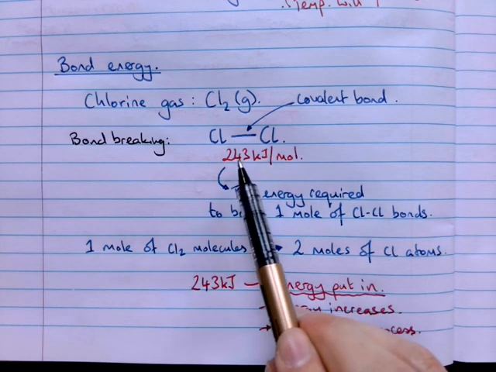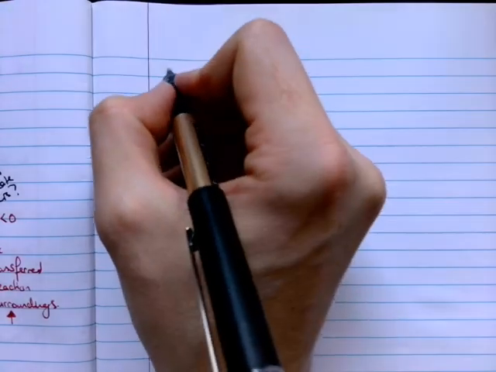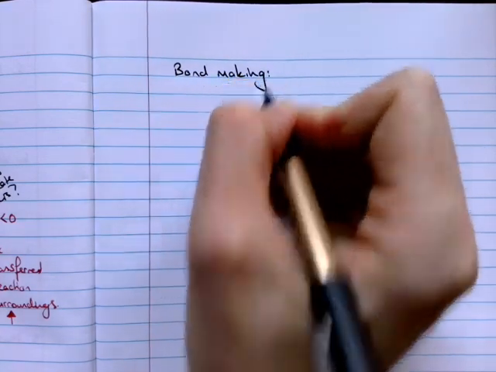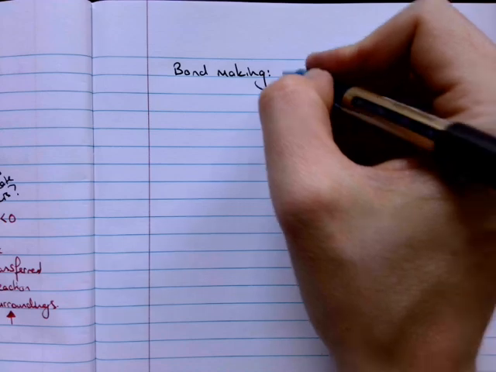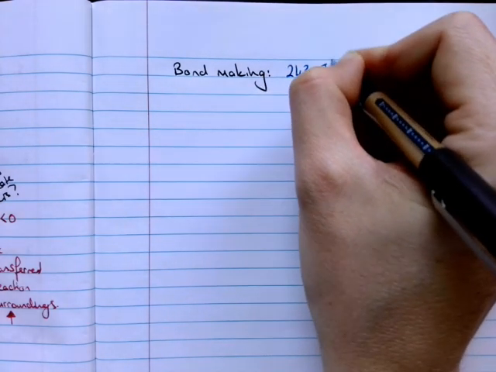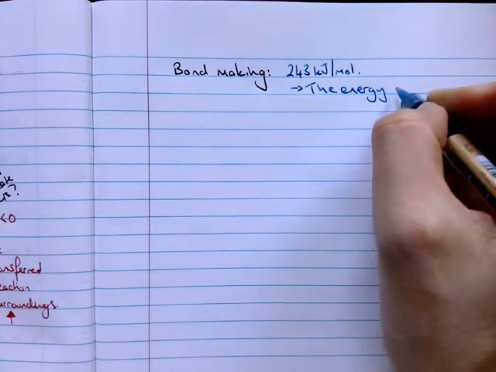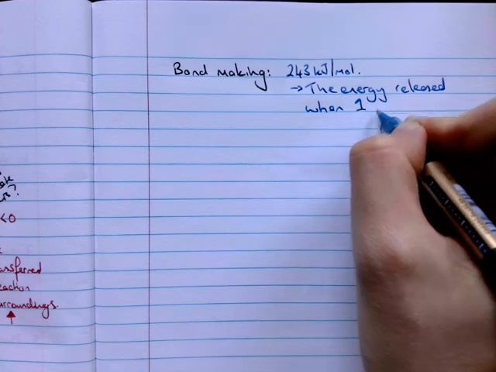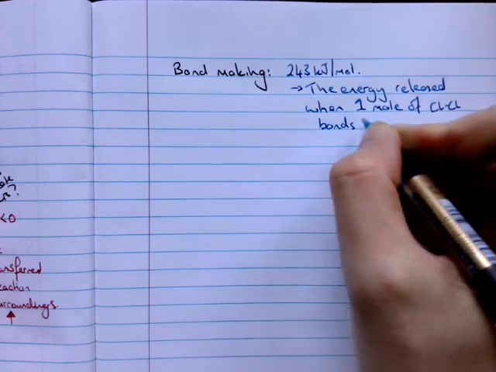Now that's not all that this number means. It also means something else: if I'm doing bond making, I can also define it as 243 kilojoules per mole is the energy released when 1 mole of Cl-Cl bonds are made.